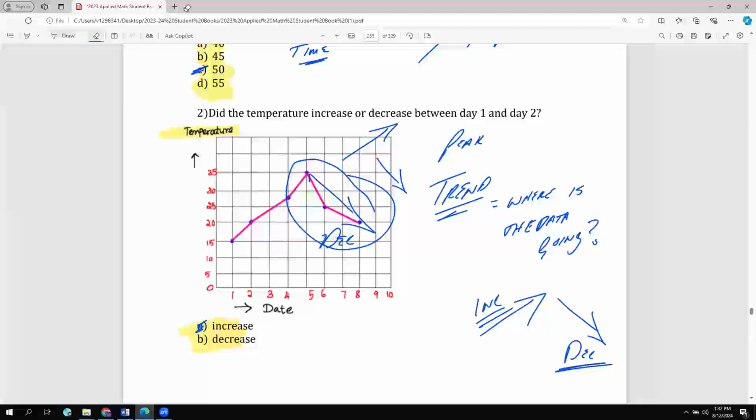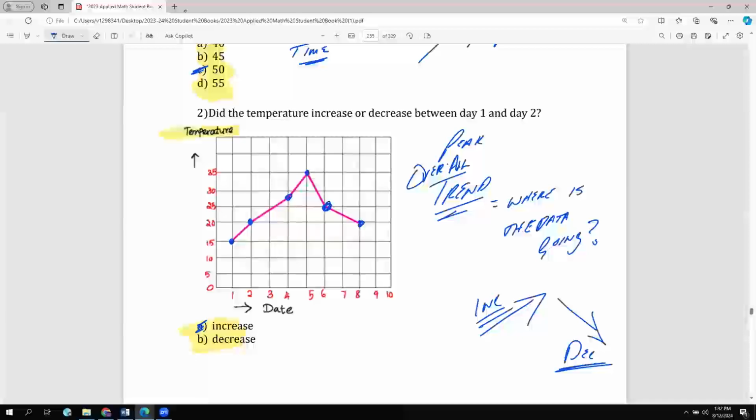When you look at trend, it means overall. So when you look at trend, you want to look at every data point along the way. We're going to look at every single data point and decide, hey, did this increase or did this decrease in accordance to the one prior to it?